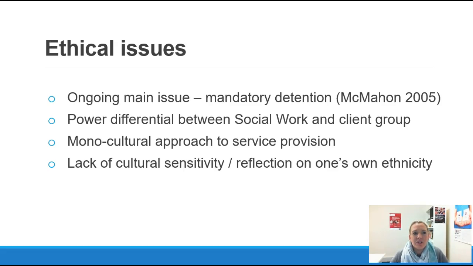I think that's an issue for social workers and welfare workers in that we reflect on others' culture and we reflect on how best to practice in terms of working with their culture. However, we often neglect looking at our own ethnicity and reflecting on who we are as a practitioner and what that means for our practice and our practice with that client.